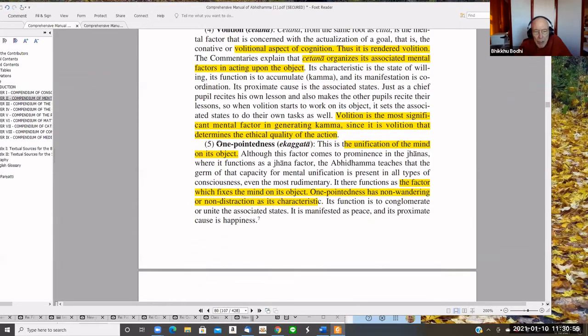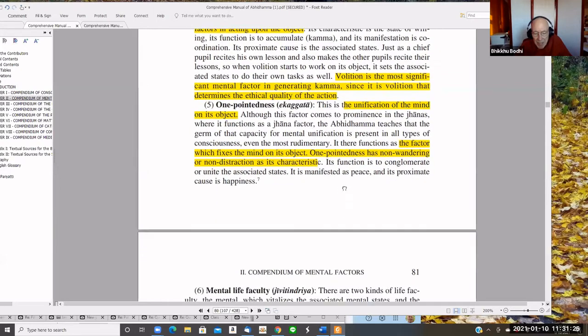Then the fifth universal feature is one-pointedness, the unification of the mind on its object. This comes to prominence in developing samadhi and in attaining the jhanas, but it's said that in every citta, there is a factor by reason of which the citta is focused on the object, and that focusing on the object is the work of this factor, ekaggata, one-pointedness.